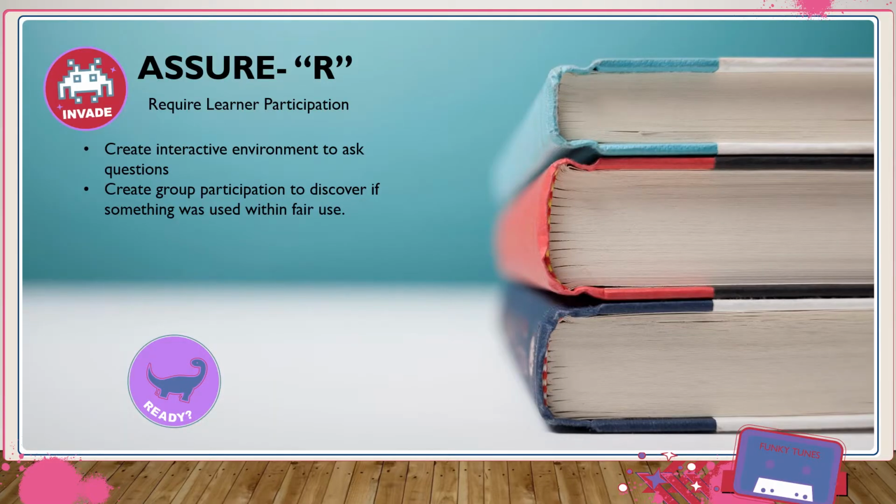The R in the Assure model requires learner participation, which you can get by involving them in a class project, such as the research for the copyright laws, or asking them questions in a group setting to find the errors in citations or to go over the fair use rules. This creates an interactive environment that's back and forth. You can also ask them questions and see if they need to ask anything in return. And the group participation is a great way to discover if the students are learning and benefiting from it.